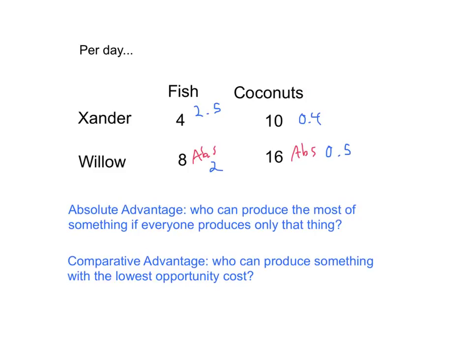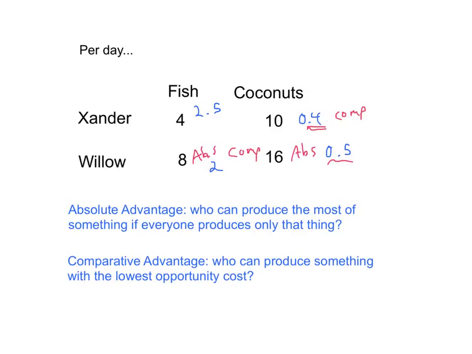Now, still, Xander has the comparative advantage in coconuts, because 0.4, his cost per coconut, is lower than Willow's cost per coconut still. It still costs her half a fish to gather each coconut, and it only costs Xander 0.4. And for fish, Willow still has the comparative advantage here, because 2 coconuts is a lower cost per fish than 2.5 coconuts per fish.